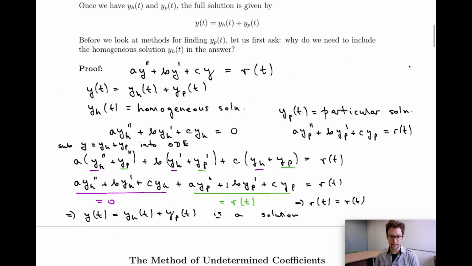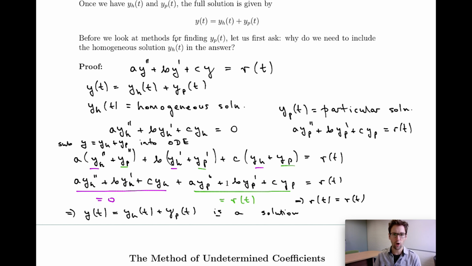So what that means is that I can always add the homogeneous piece into my solution to this equation to find a new solution. So I have to include it to find the most general possible solution. Whenever we're looking for the solution to a non-homogeneous equation, the first step will always be to find the solution to the homogeneous equation, and then to try and figure out how to deal with that r of t term.